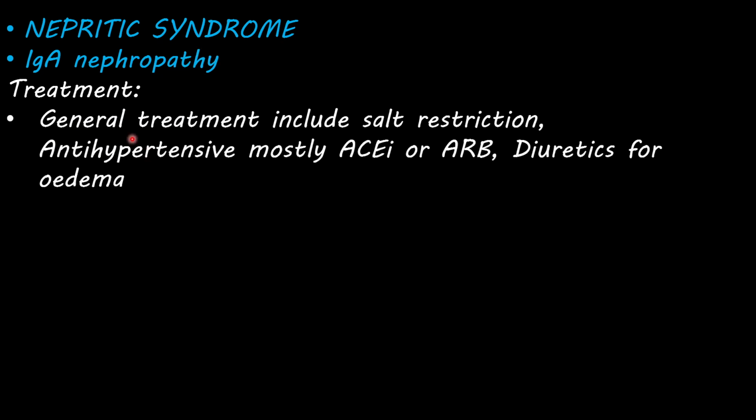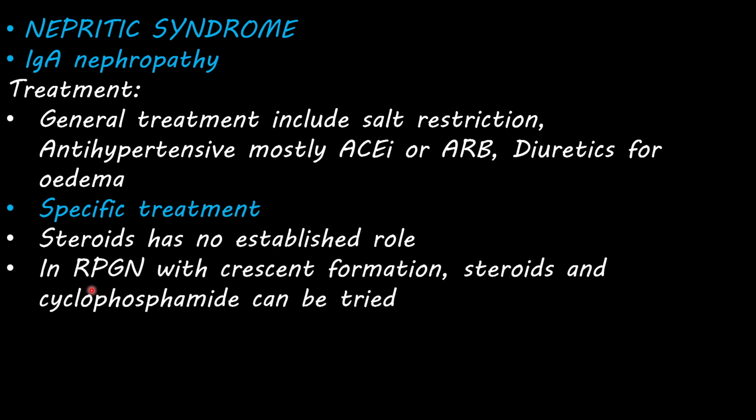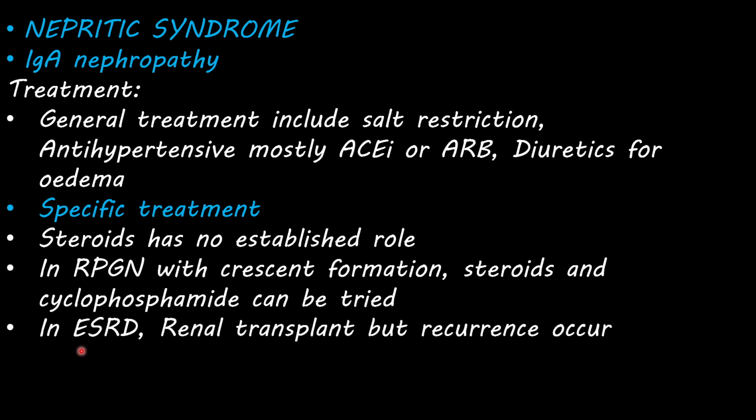Treatment, just like we discussed earlier, there is general treatment: hypertension control, salt restriction, and diuretics for edema. For specific treatment, steroids have no established role, and in case there is rapidly progressive glomerulonephritis with crescent formation, then steroids and cyclophosphamide can be tried. If the patient develops end-stage renal disease, then renal transplant, but recurrence occurs in the transplanted kidneys.